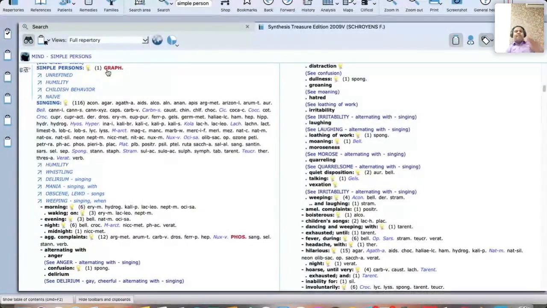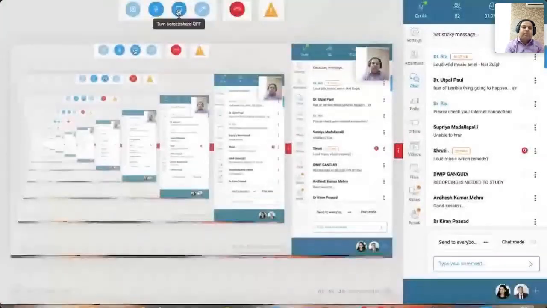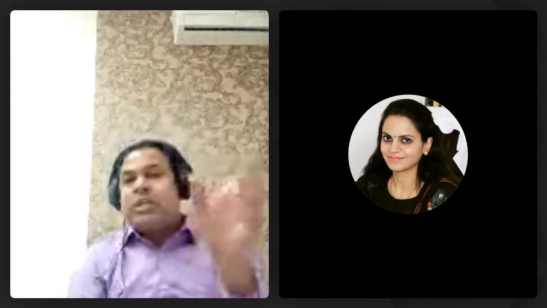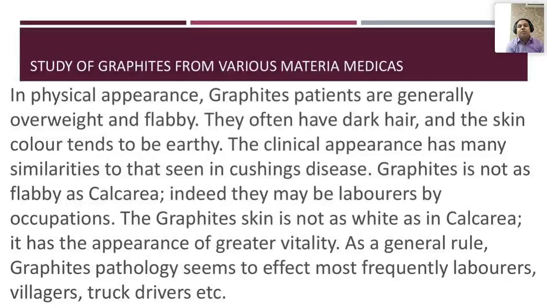Yes, sir. So I'll just connect it with what I've been saying again and again, very average intelligence, and I'll connect it with part one. The materia medica reveals what the repertory fails to do. If you just see the rubric simple persons, you will never be able to understand completely what this rubric means. It is only because we are studying Graphites from various materia medicas that we are able to understand that rubric. Such is the importance of materia medica.